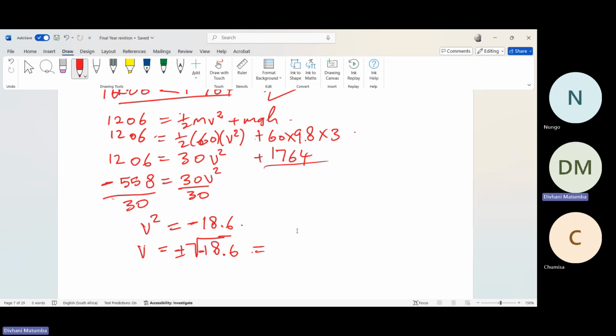Okay, Kumisa, how much are you getting? Math error. You're getting error. No, how much are you getting? Math error. So this is undefined. Meaning you won't reach. You won't be able to reach.